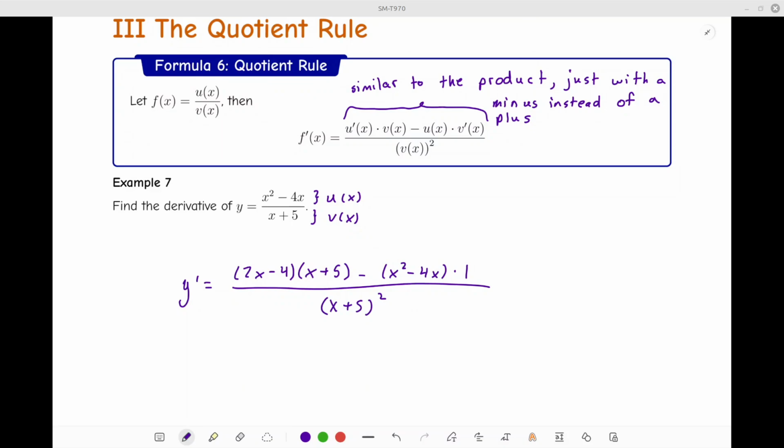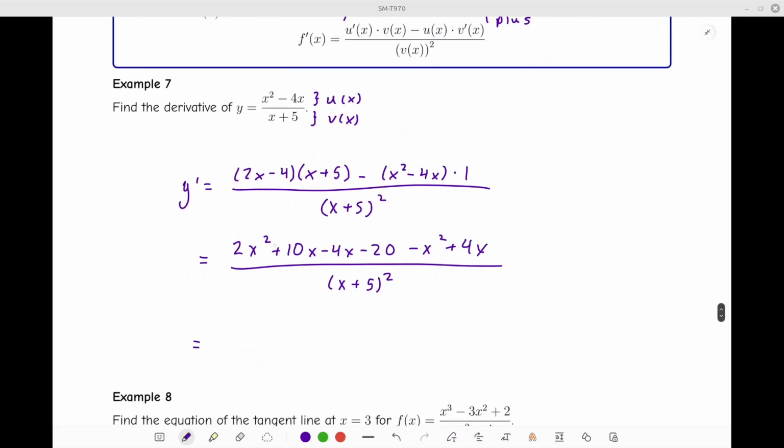Now this one, I would be okay with you leaving it that way, but because of the 1, I normally probably would simplify this. So that becomes 2x squared plus 10x minus 4x minus 20 minus x squared minus 4x over x plus 5 squared. 2x squared minus x squared is x squared. Negative 4x plus 4x cancels out, so plus 10x minus 20 all over x plus 5 squared. And there's our answer.